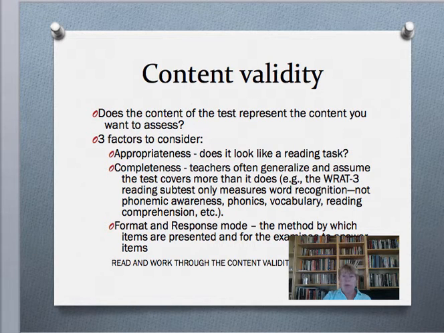So now take a moment, pause this, and read and work through the content validity worksheet, which is exercise 8. Take some time to read through that, and that will help illustrate different ways that test makers measure content validity.